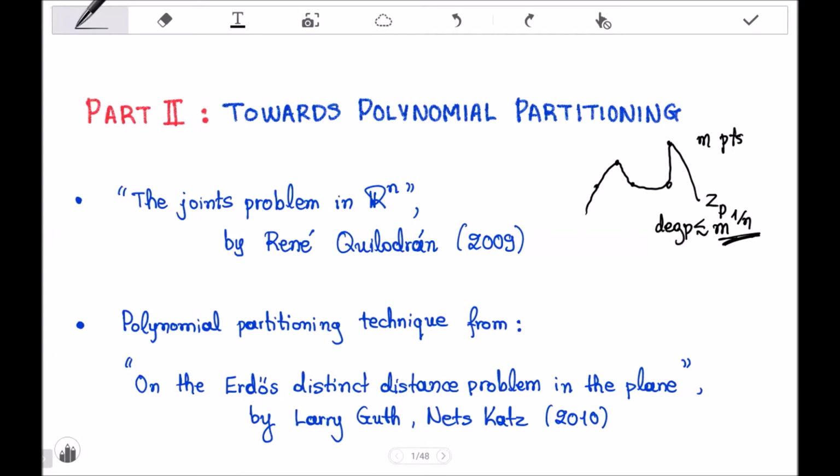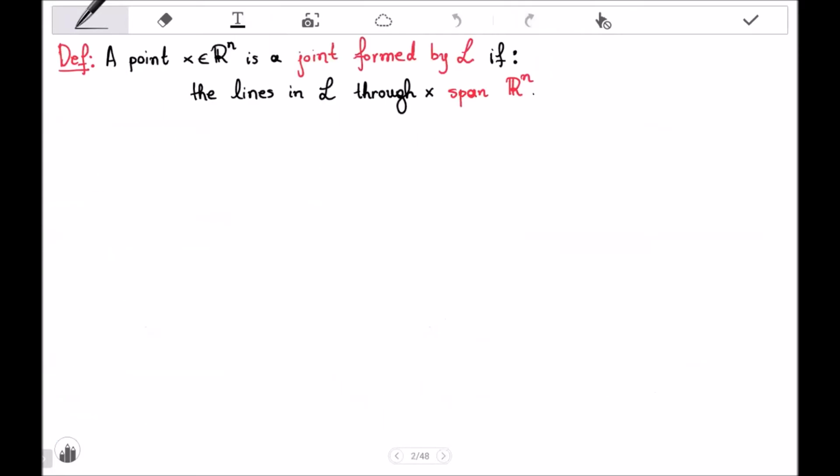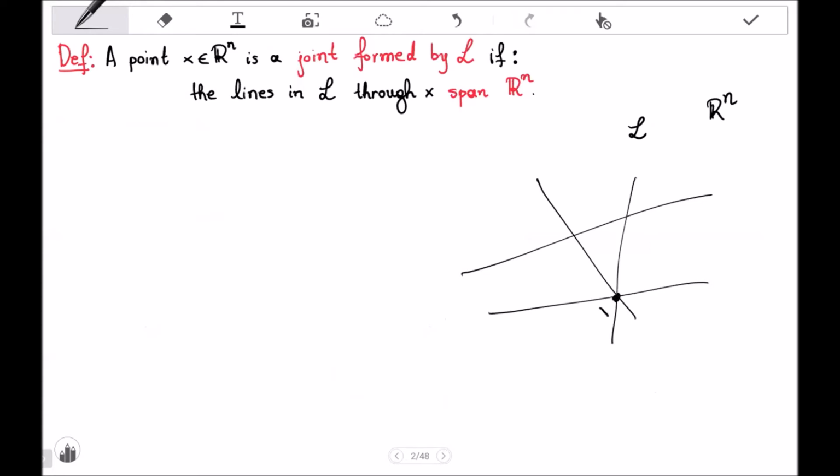Okay. So the joints problem is the following. Let's begin with a set L of lines that live inside R^n, and the lines are finitely many. So we say that a point x in R^n is a joint formed by these lines if the lines in this family through the point span R^n. So here I should see at least n of the lines crossing at this point x, and n of them should span R^n, should be linearly independent.